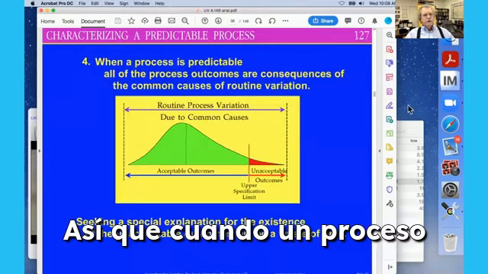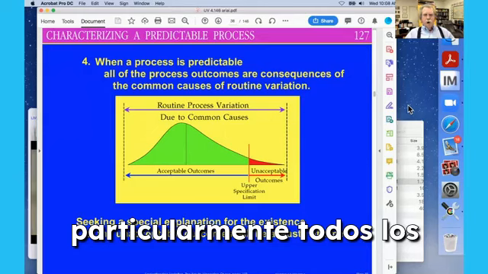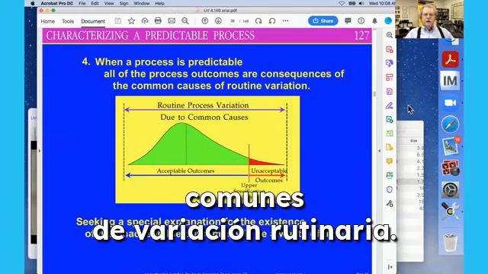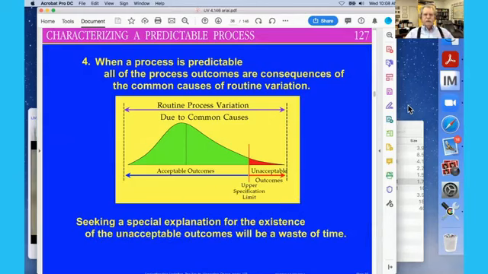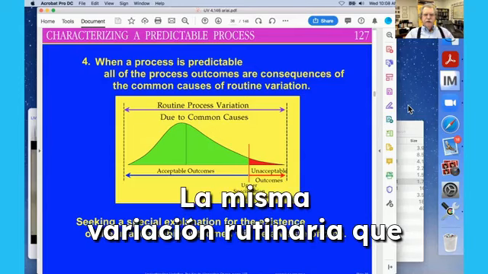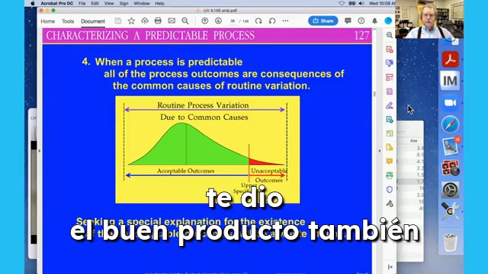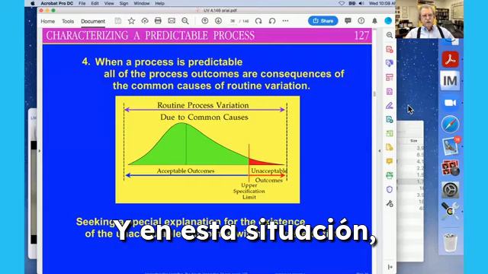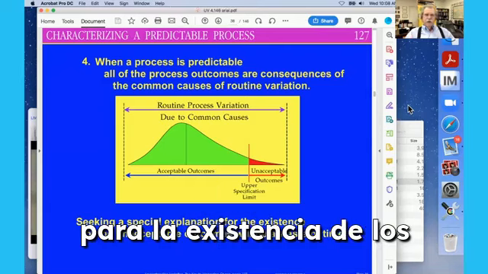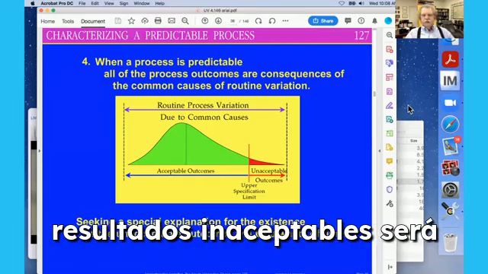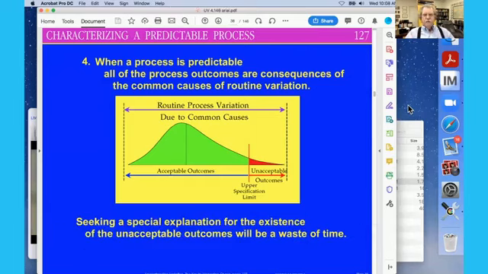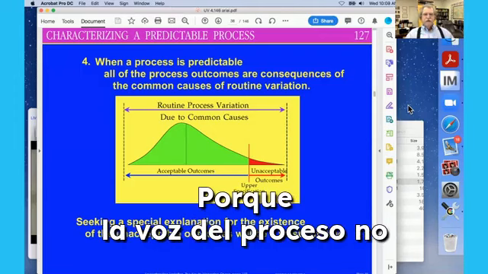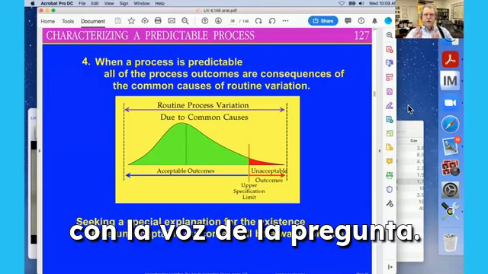So when a process is operated predictably, all of the process outcomes are the result of the common causes of routine variation. The same routine variation that gave you the good product is also giving you the bad product. And in this situation, seeking a special explanation for the existence of the unacceptable outcomes will be a waste of time. Why do we have all this bad stuff? Because the voice of the process is not properly aligned with the voice of the customer.